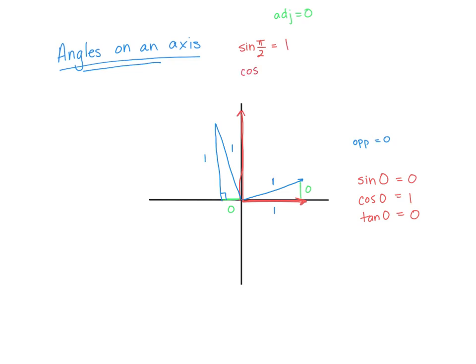So sine is opposite over hypotenuse, so sine would have a value of 1. Cos of pi by 2 is adjacent over hypotenuse, and at pi by 2, our adjacent side does not exist, so that would be 0 over 1. Tan is opposite over adjacent, so tan would be 1 over 0, which we would really write as undefined.